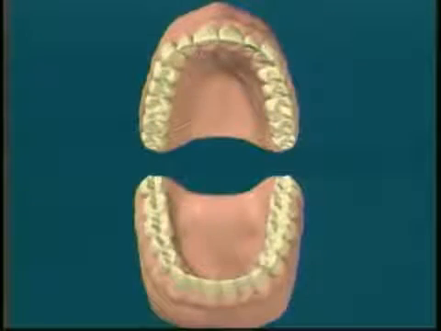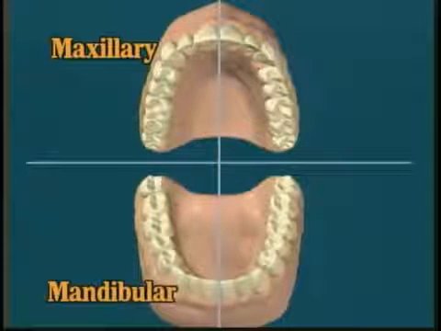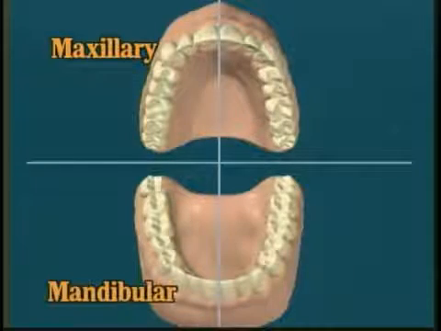The upper jaw, or arch, is referred to as the maxilla, or the maxillary arch. The lower jaw, or arch, is referred to as the mandible, or the mandibular arch.